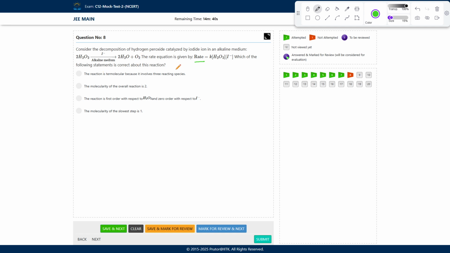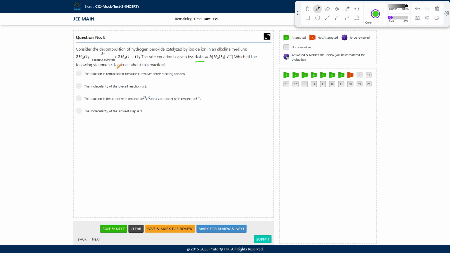So the options are: the reaction is termolecular because it involves 3 reacting species; the molecularity of the overall reaction is 2; the reaction is first order with respect to the hydrogen peroxide and 0 order with respect to iodide ion; or the molecularity of the slowest step is 1.